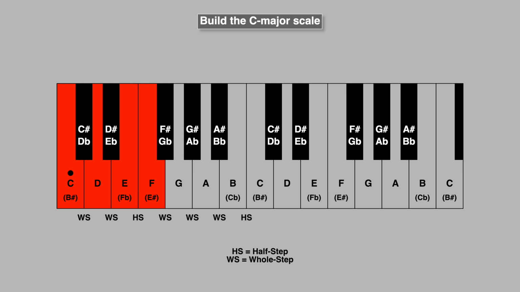We land on the note F. From the note F, we need a whole step interval. We land on the note G. From the note G, we need a whole step interval. We land on the note A. From the note A, we need a whole step interval. We land on the note B. The final interval we need is a half step. And so we are back to the note C, 1 octave higher. Let's hear the C major scale.